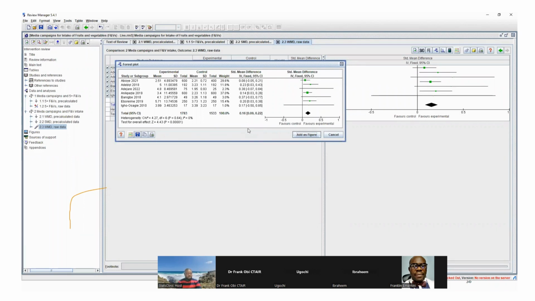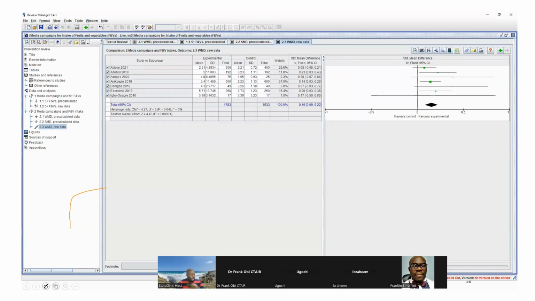The question of whether to use mean difference or standardized mean difference depends on the numbers that you obtain from your study. It doesn't depend on whether it is pre-calculated data or raw data. This is a very important thing to note so that you're not misleading the readers. All right, so that's where we are with continuous outcomes.